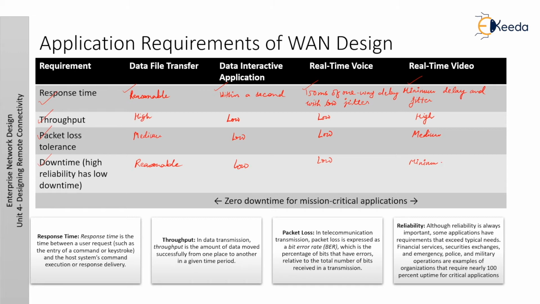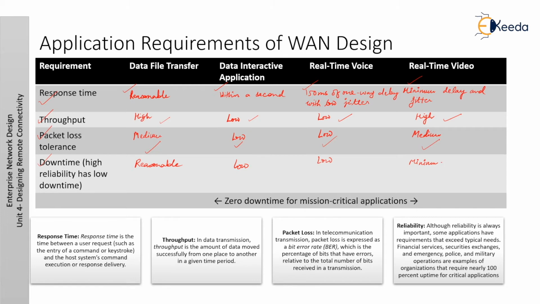High throughput is required for file transfer, data interactive application is low, real-time voice is low, real-time video is high. Packet loss tolerance is medium in case of file transfer. Data interactive application, it must be low. Real-time voice, it should be low. Real-time video, minimum.